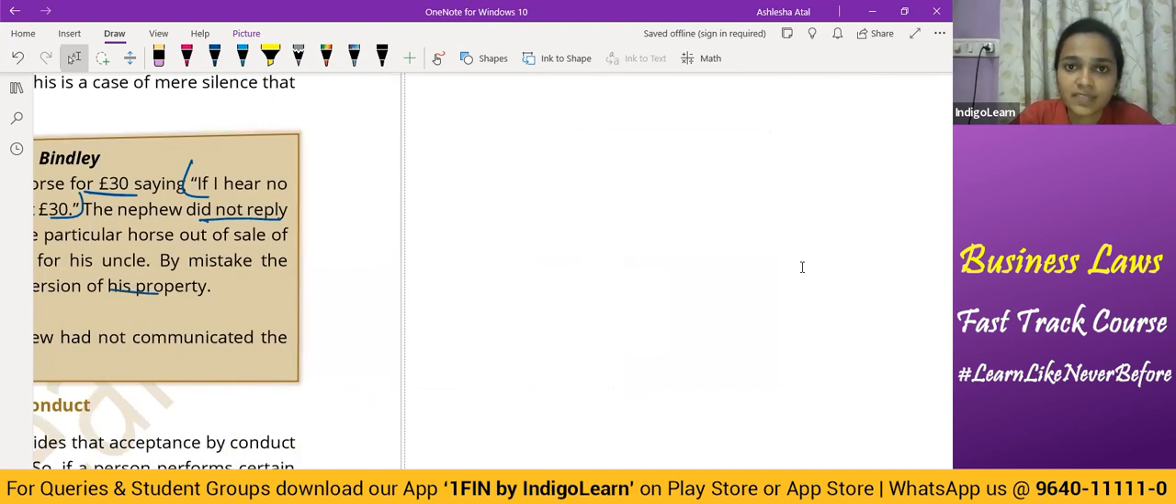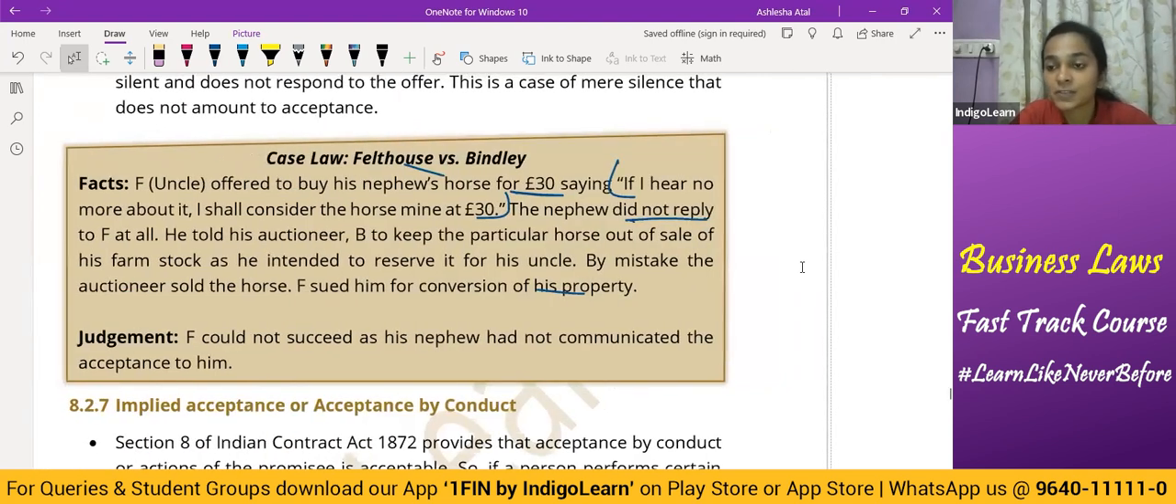No, ma'am. He will not. Why is that so? Because here the nephew was silent. There was no communication of acceptance. And since there is no communication of acceptance, it does not mean that acceptance has been made, since mere silence does not amount to acceptance.